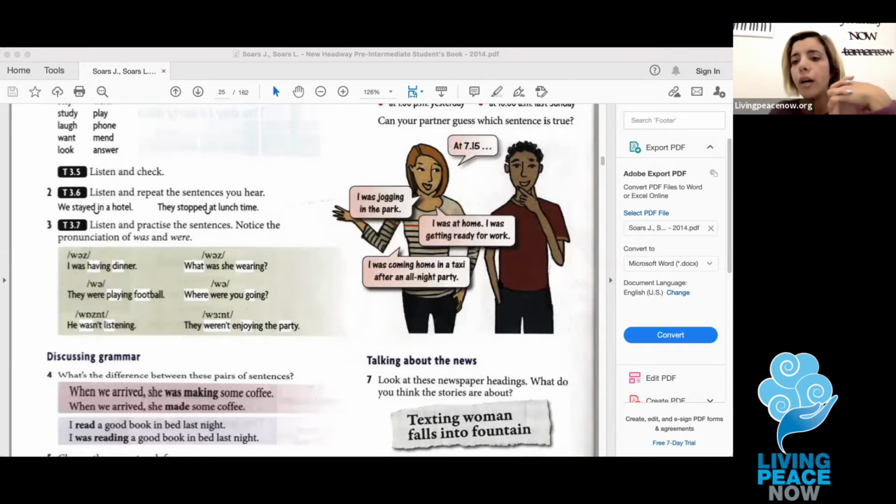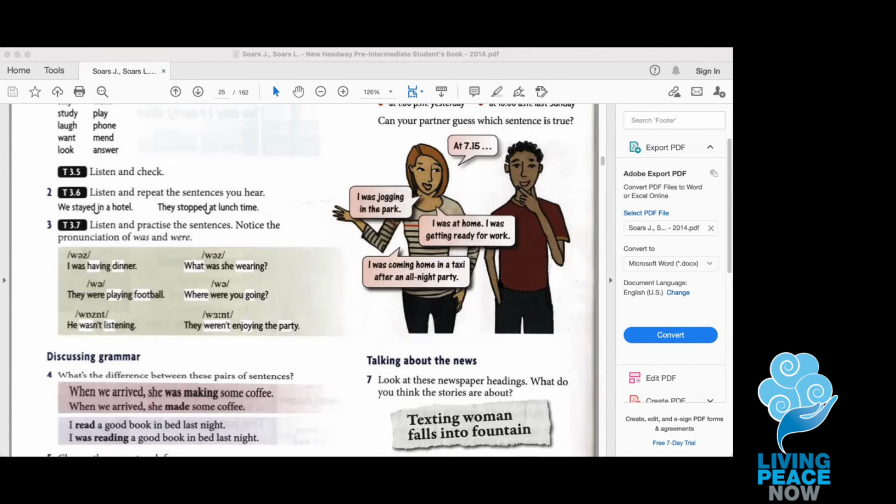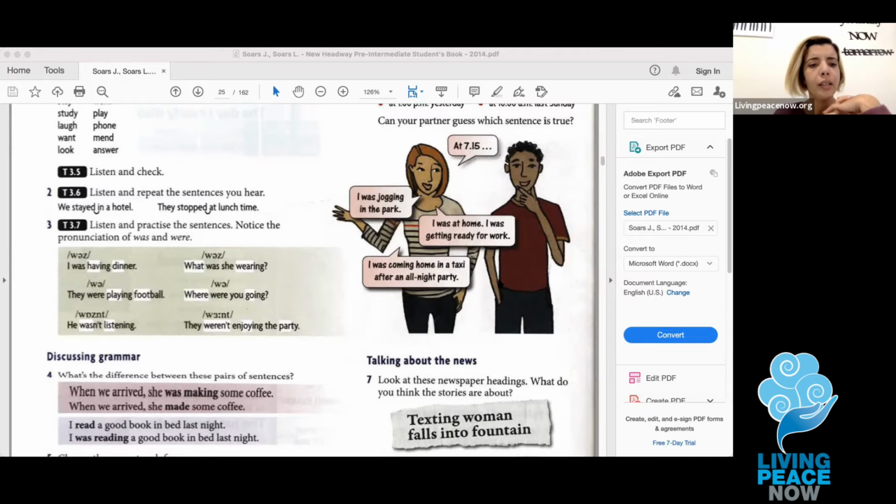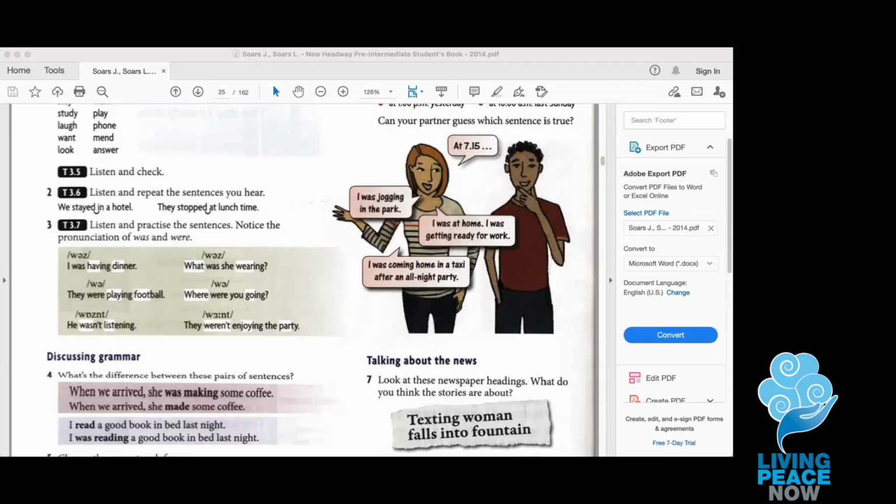Okay, guys. So, Mohammed, can you repeat the sentences? Yes, of course, ma'am. I was having dinner. Second one, what was she wearing? They were playing football. Where were you going? He was not listening. They were not enjoying the party. Repeat the fourth one. He wasn't listening, or he was not listening.